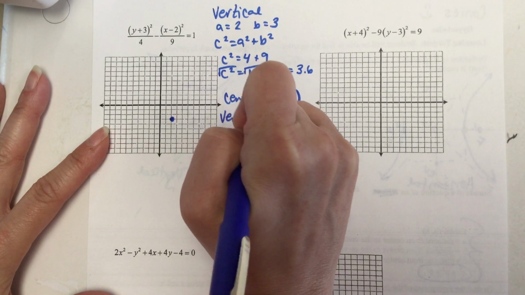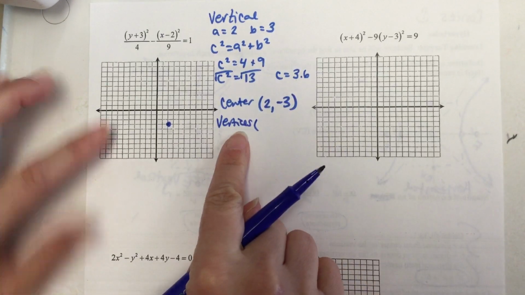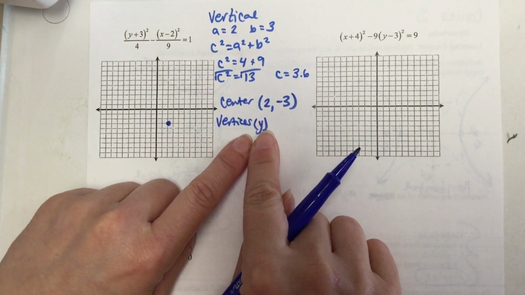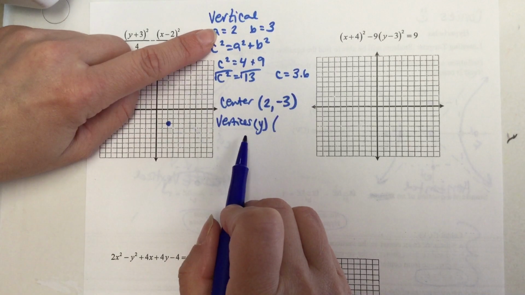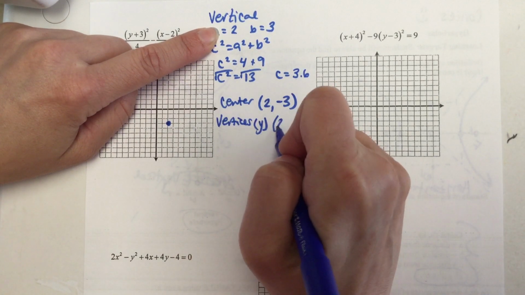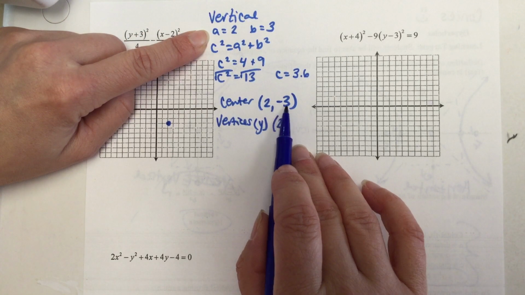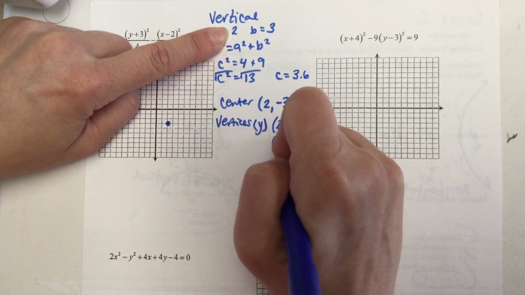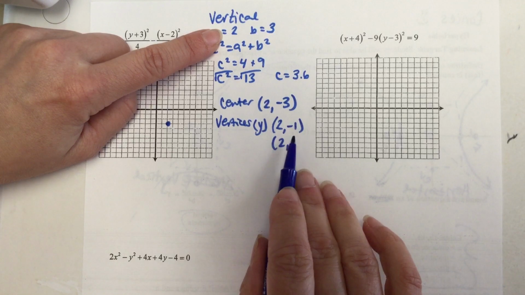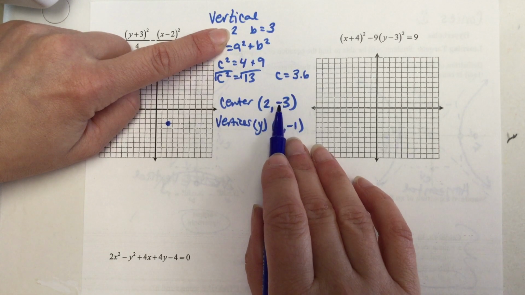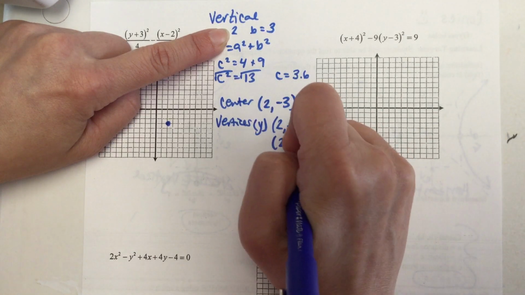All right, vertices. Now vertices, I always go with what kind of hyperbola it is. It's vertical, so we are going to be changing the y. Vertices is always the a value, so I'm keeping the x the same. I take the y, -3, and I add a. -3 plus 2 is -1. Now for the next one, I'll keep x the same, take the y value from the center and minus a. -3 minus 2 is -5.